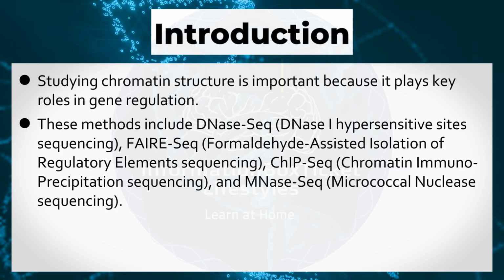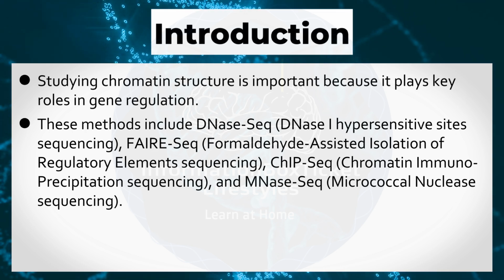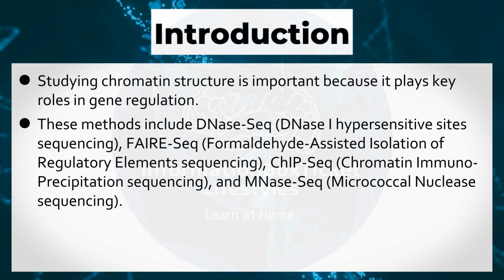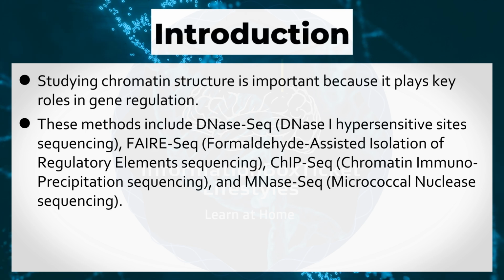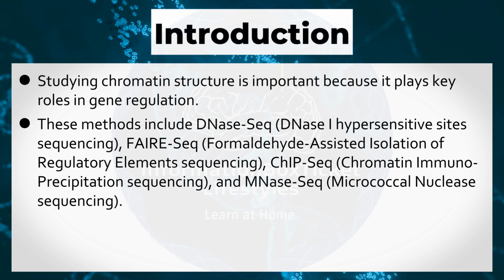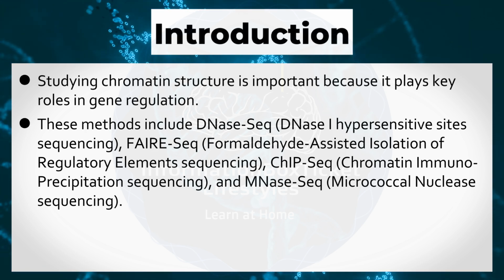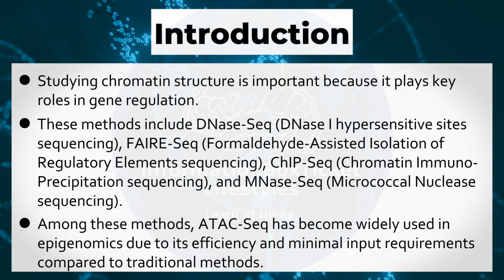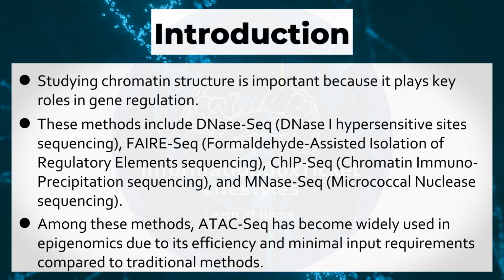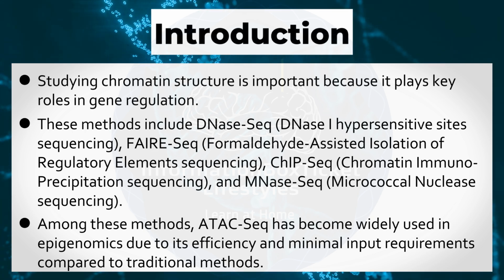Different sequencing methods have been developed to study chromatin accessibility and epigenetic modifications. These methods include DNase-I hypersensitive sites sequencing, formaldehyde-assisted isolation of regulatory elements sequencing, chromatin immunoprecipitation sequencing, and micrococcal nuclease sequencing. Among these methods, ATAC-Seq has become widely used in epigenomics due to its efficiency and minimal input requirements compared to traditional methods.